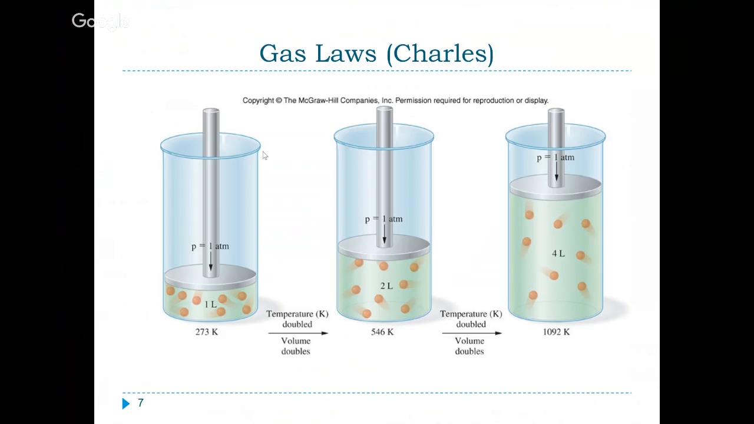volume. If we look from system 2 to system 3, we've once again doubled the temperature, so we double the volume. Or from 1 to 3, we look at quadrupling the temperature leads to a quadruple change in the volume. So these volume and temperature are directly related. So the hotter a gas is, the more it's going to expand, the more volume it's going to take up.